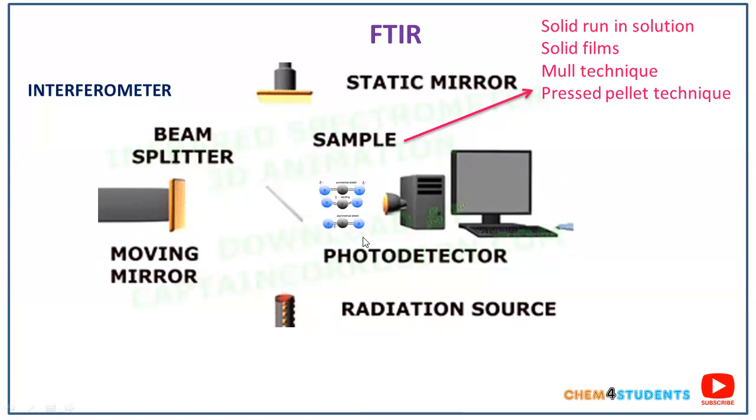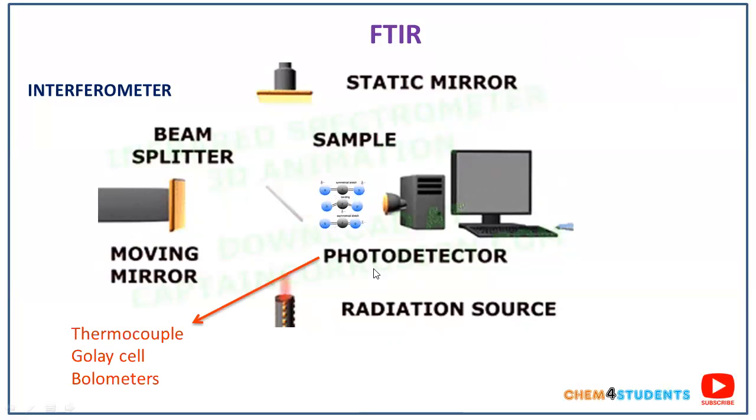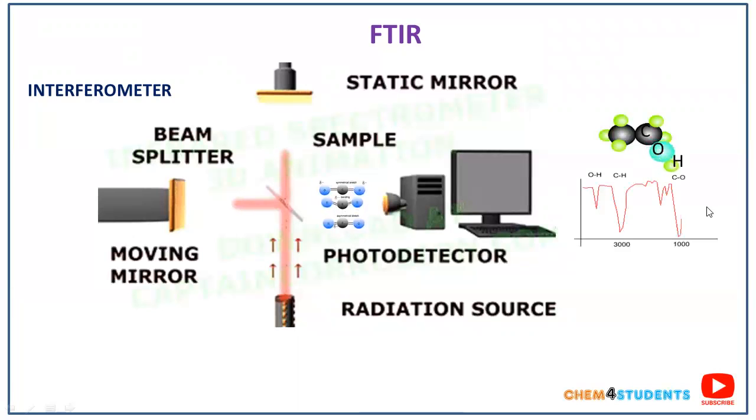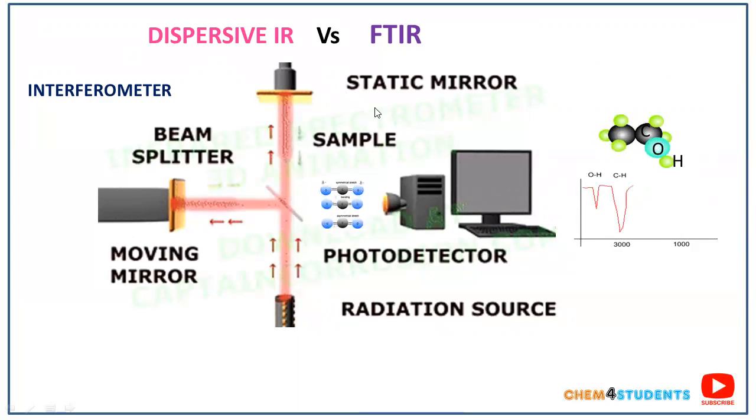And finally, this radiation will reach the photo detectors. Here we have three types of photo detectors: thermocouple, Golay cell, and bolometers. These detectors take the radiation and convert it to an electronic signal, and finally it reaches the recorder. Here it will record the graph. So here we can see the recorder and we can see the graph. For this molecule, which has carbon, oxygen and hydrogen, we can see three different types of vibrations. So there is a difference between dispersive IR and FTIR. FTIR is more efficient than dispersive IR.